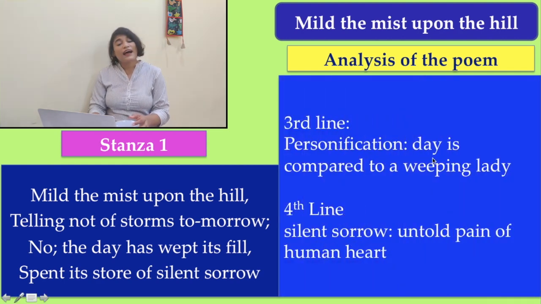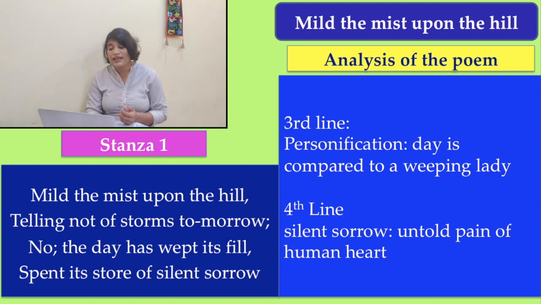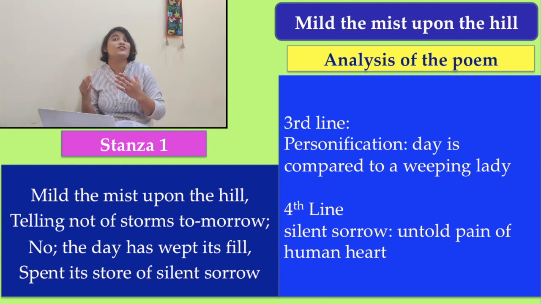Now, the third line, as I have told you, has a personification, that is, the day is compared to a weeping lady, and the silent sorrow. This is another important thing. Why are the sorrows silent? Because some of our sorrows or pain which we can't express are hidden or deeply buried in our heart. That is why the sorrows are untold.